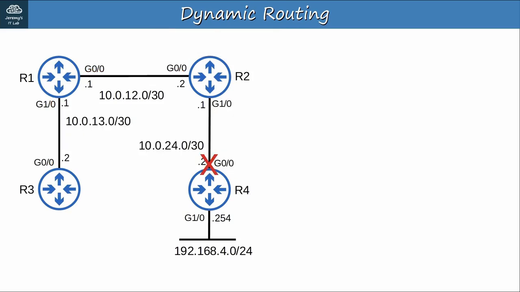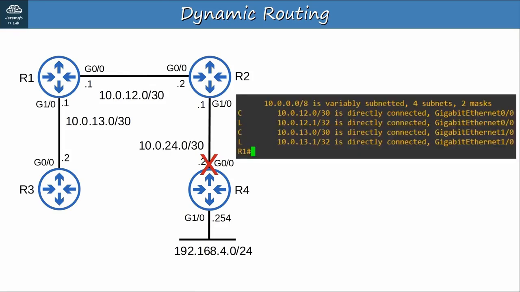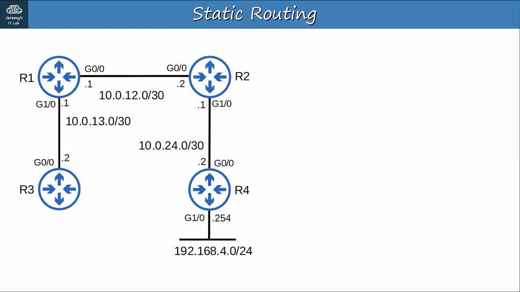How about if there is an error and R4's G0/0 interface goes down? The other routers will automatically adapt and remove the route from their route tables. As you can see, R1 has removed the route. This will prevent R1 from continuously sending traffic to a dead end. What if the same situation happened when using static routing?